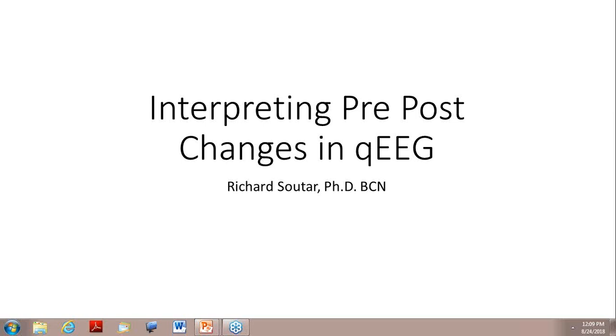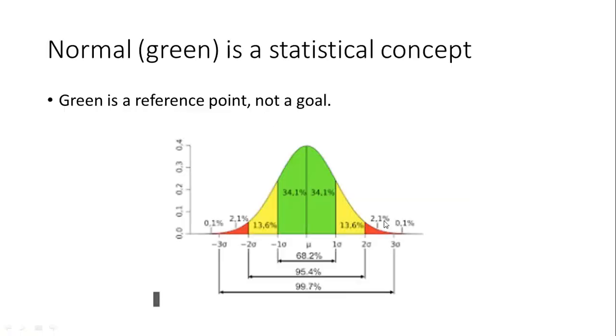So our topic today is interpreting pre-post changes in the qEEG. And this is an important topic that creates a lot of confusion. I'm focusing this on NeuroMind Maps users, but it applies to maps in general in many ways. Most of the other systems out there don't have much of a pre-post comparison tool.